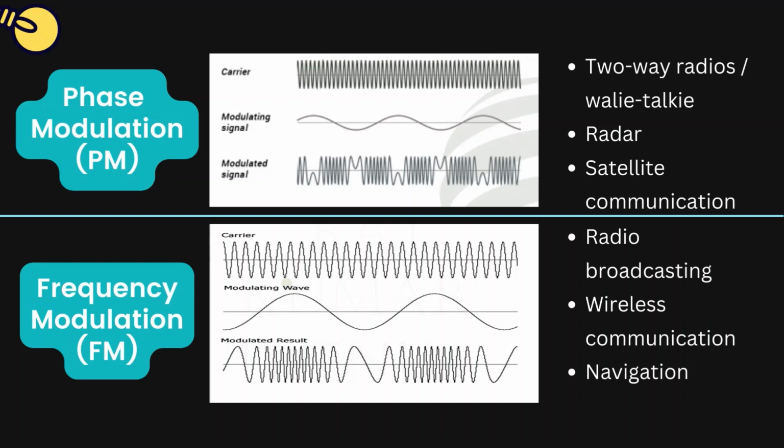In phase modulation we change the phase, and we mostly use it in two-way radios or walkie-talkies, and it is also used in radar and in satellite communication. Frequency modulation, or FM, we often use in radio broadcasting, wireless communication, and also navigation.